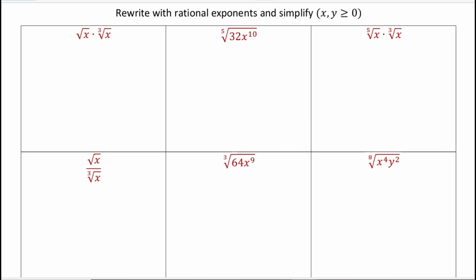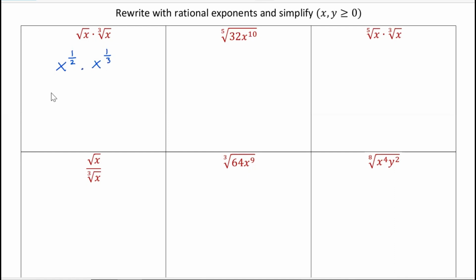We will rewrite these radical expressions using rational exponent notation and simplify. The first one, this is the square root of x, which can be represented as x to the 1/2. And the second one, the cube root of x, can be represented with an exponent of 1/3.